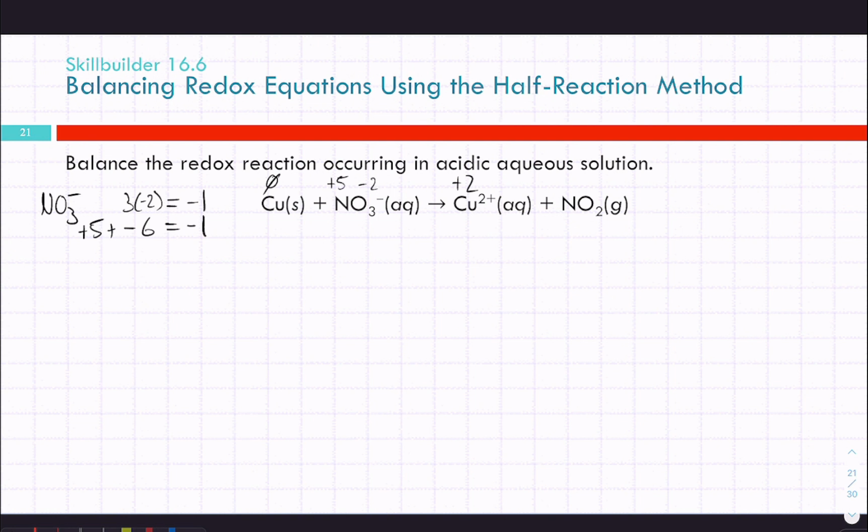So nitrogen here is +5. Oxygen is -2. Again, always write down the oxidation state for a single oxygen. Then for nitrogen dioxide, if oxygens are always -2, then 2 oxygens at -2 is -4. So our oxidation state on nitrogen has to be +4.